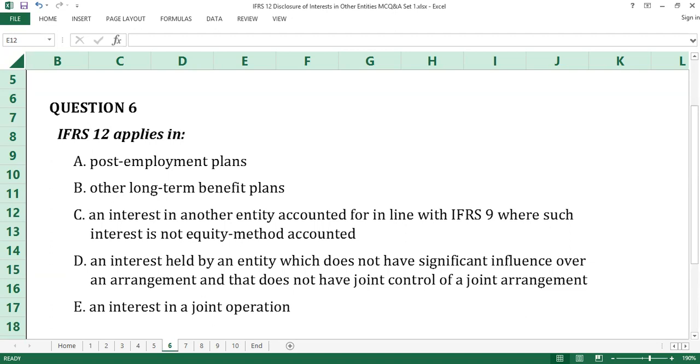Time up. The answer to question number 6 is E, an interest in a joint operation. All of the other options provided are situations where IFRS 12 cannot be applied. E is the answer to question number 6.